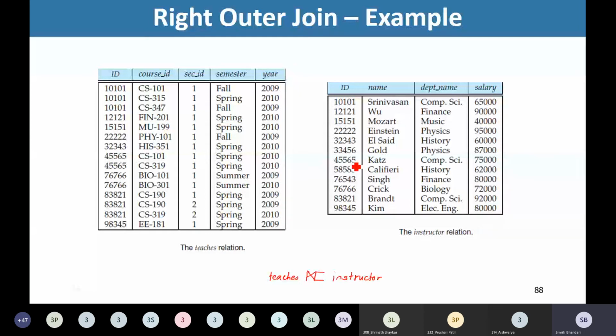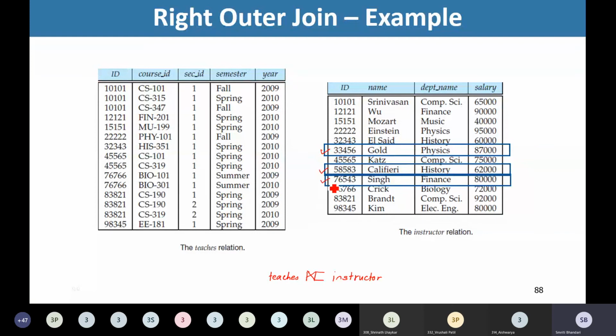And further, as this is the right outer join, what will happen is, the tuples in the right hand side relation who are not having any match in the left hand side relation will be added into the natural join result. And the respective attributes will be replaced by null in the left hand side relation. So the output will look like this. Once again, this ID is not available in teachers, this ID is not available in teachers, and this ID is not available in teachers. Right?